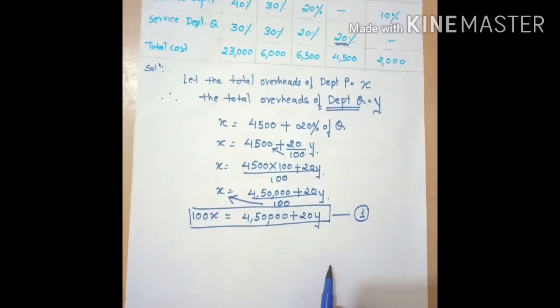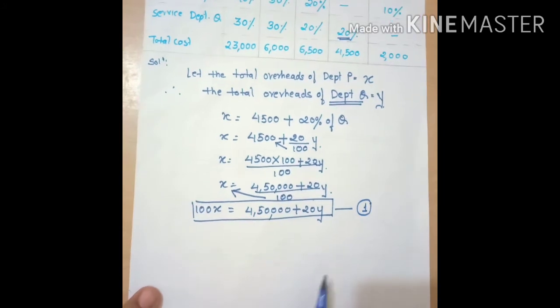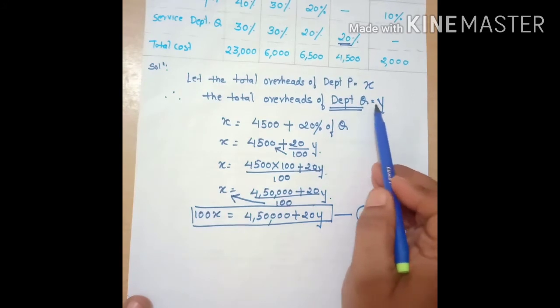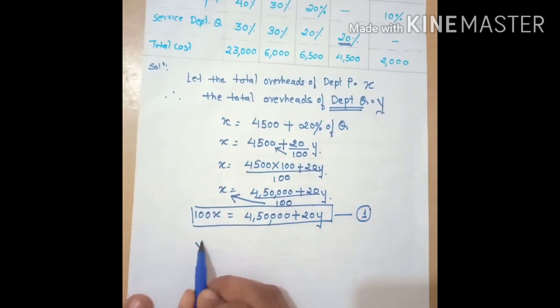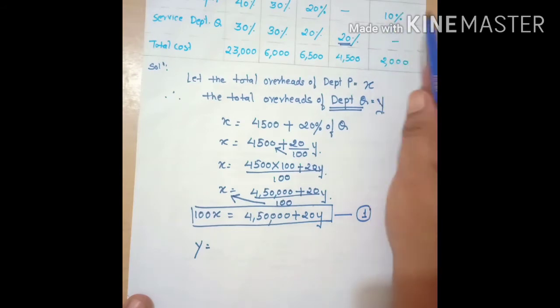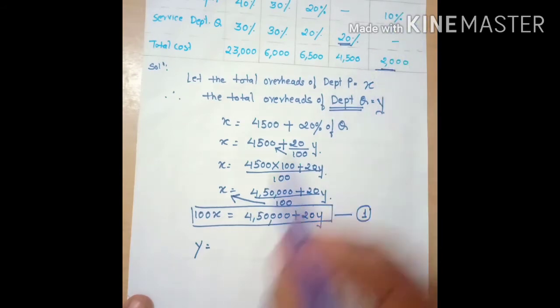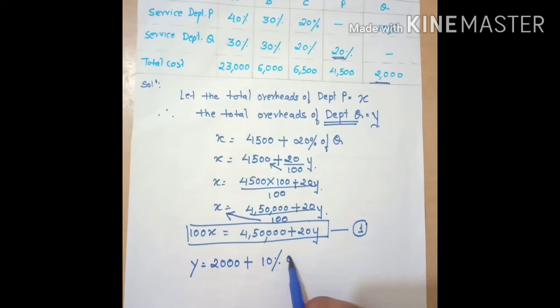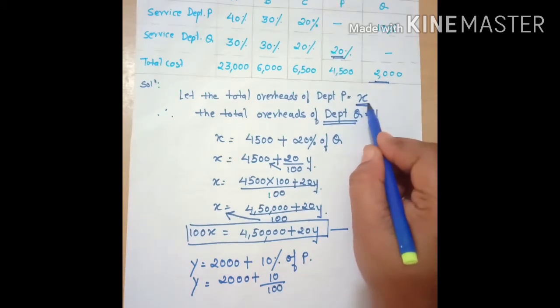Now in the same way we have to formulate equation number 2. In the statement above it is given that the total overheads of department Q is equal to Y. So we will write Y is equal to, department Q's own cost is 2,000. So Y is equal to 2,000 plus 10% of P. So Y is equal to 2,000 plus 10 upon 100 of P, and we will write X for P.